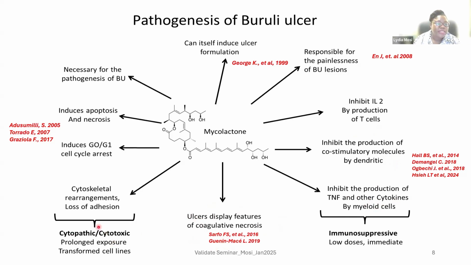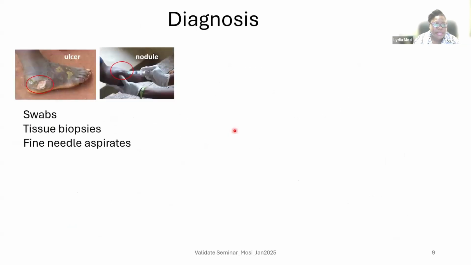Another large group of scientists from Pam Small's group and other groups have also shown the cytotoxicity associated with mycolactone on all cell types except red blood cells and platelets. And mycolactone is capable of inducing apoptosis and necrosis and arresting the cell cycle, among other things. Having said all of this, it is very evident that mycolactone is absolutely crucial and necessary for the pathogenesis of Buruli ulcer. How is the infection diagnosed?